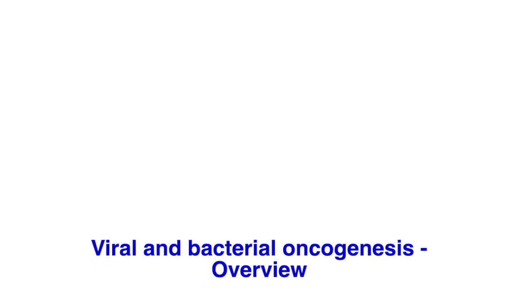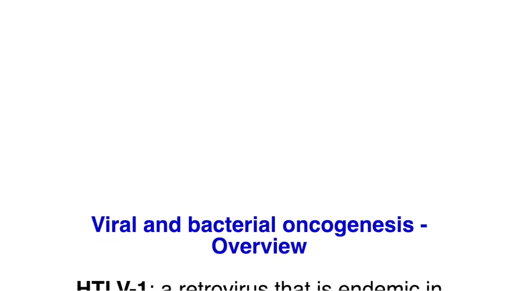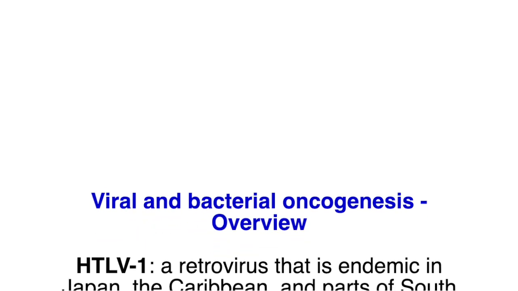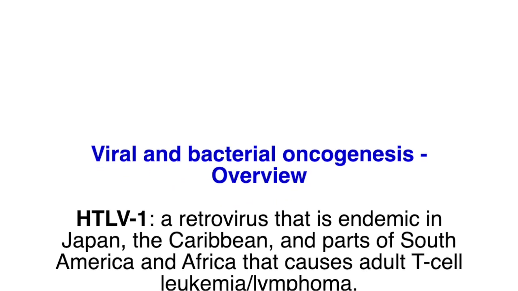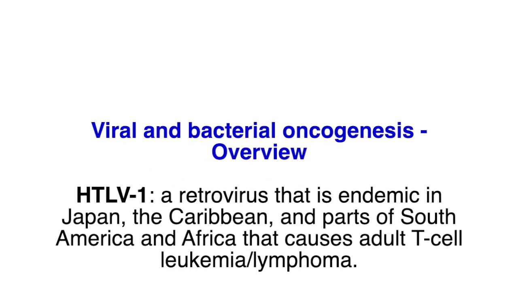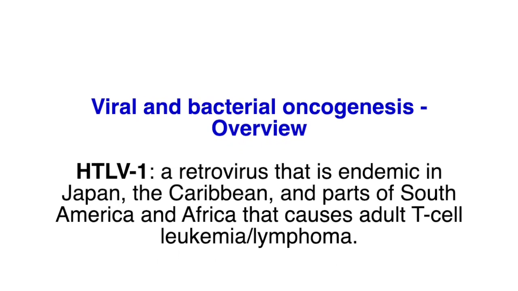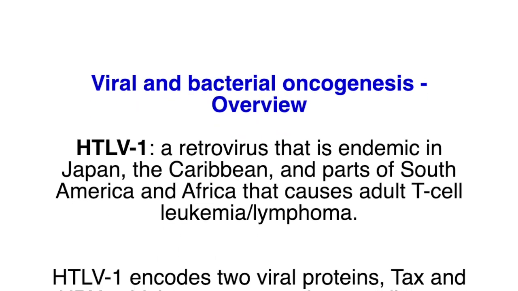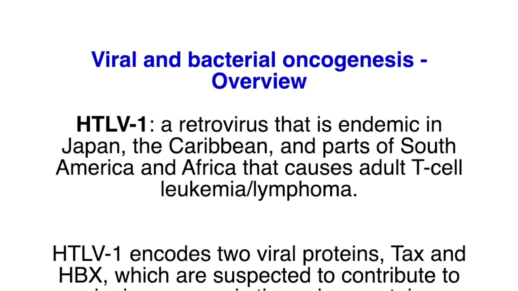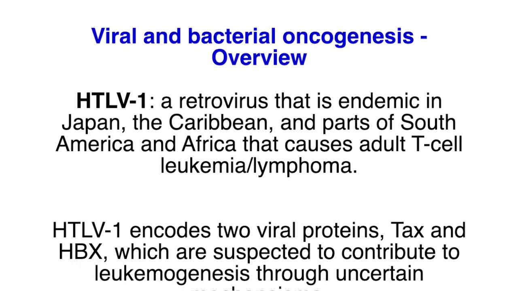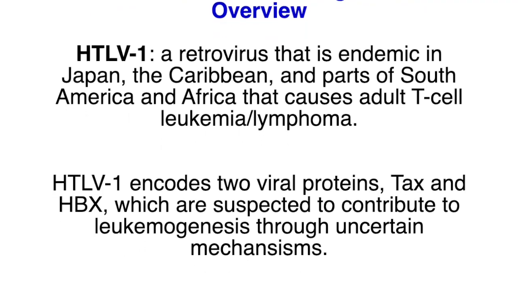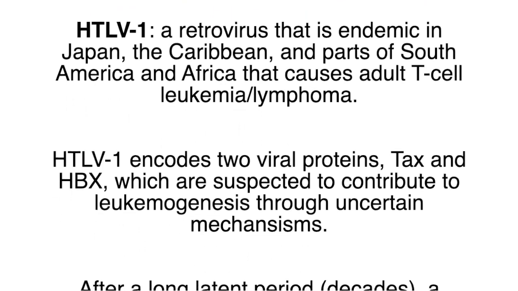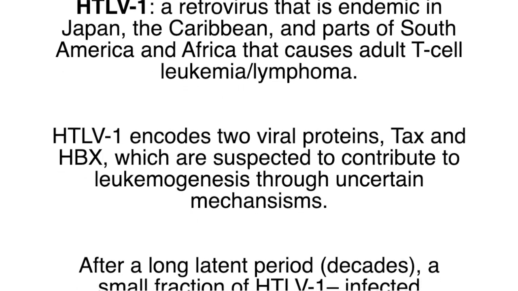Viral and bacterial oncogenesis. Overview: HTLV1 is a retrovirus that is endemic in Japan, the Caribbean, and parts of South America and Africa that causes adult T cell leukemia/lymphoma. HTLV1 encodes two viral proteins, TAX and HBX, which are suspected to contribute to leukemogenesis through uncertain mechanisms.